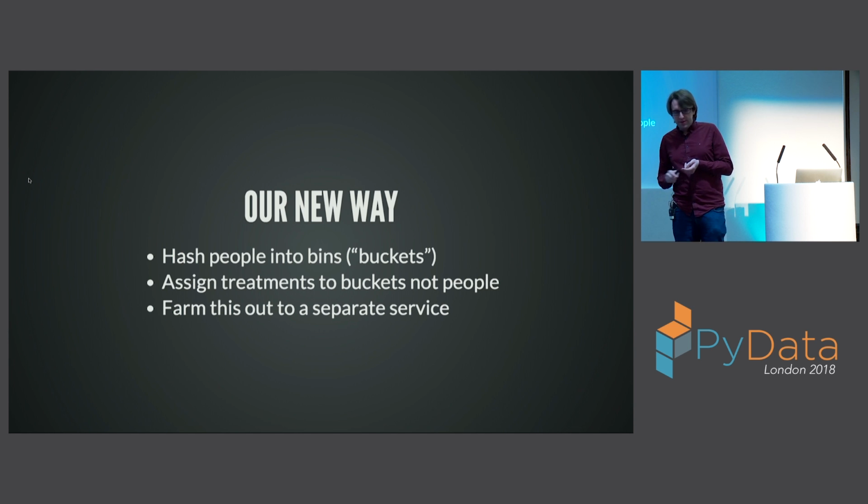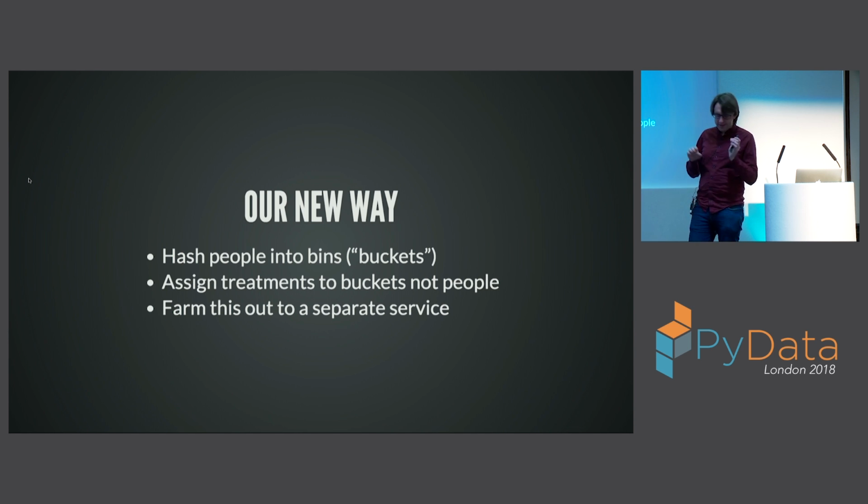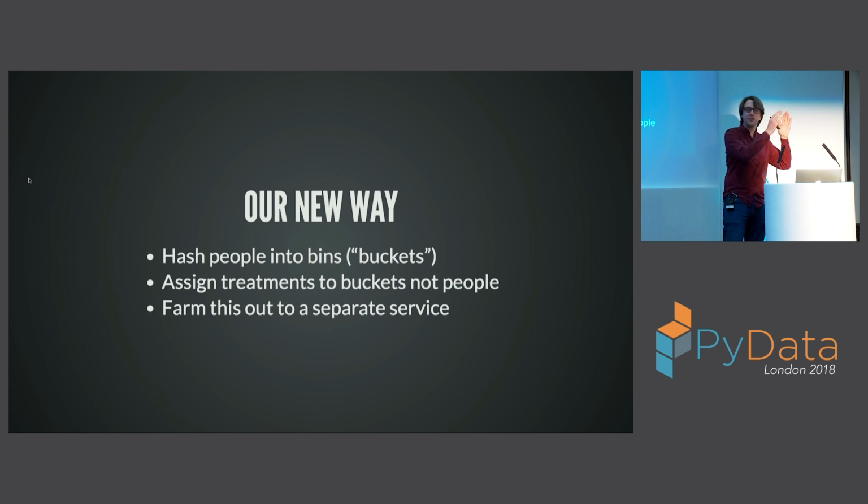So our web servers, our machine learning stuff, doesn't need to care about what tests are running. It doesn't need to care about the difference between the status quo and a control group, even though they're saying the same thing. It doesn't need to care about any of these things. It just says, what should I show this person? And a service comes back and says, show them this.